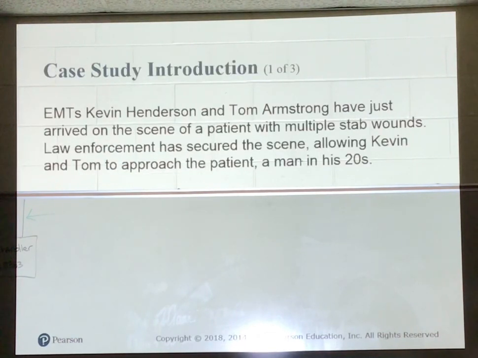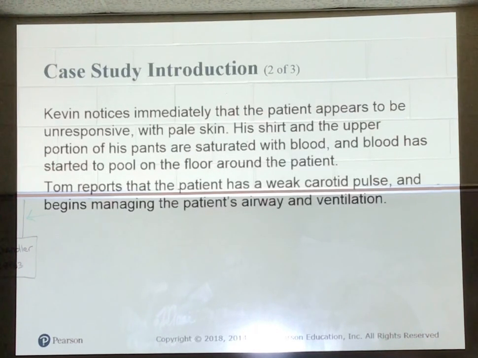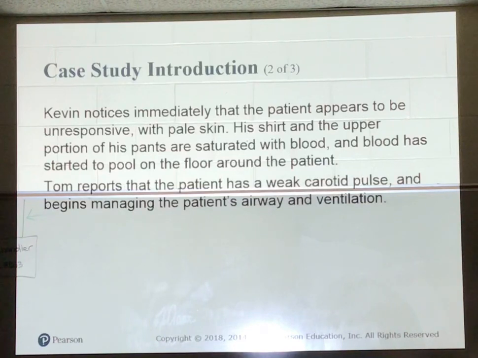EMTs Kevin and Tom have just arrived on scene of a patient with multiple stab wounds. Law enforcement has secured the scene. As Kevin and Tom approach the patient, they find a man in his 20s. Kevin notices immediately that his patient appears to be unresponsive with pale skin. His shirt and the upper portion of his pants are saturated with blood, and the blood has started to pool on the floor around the patient.